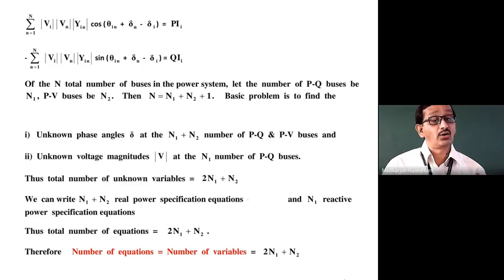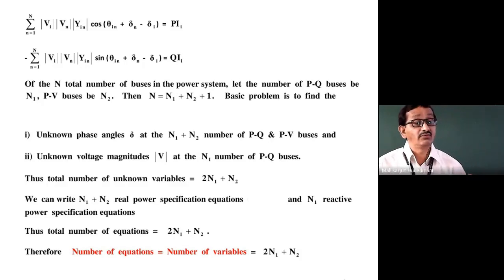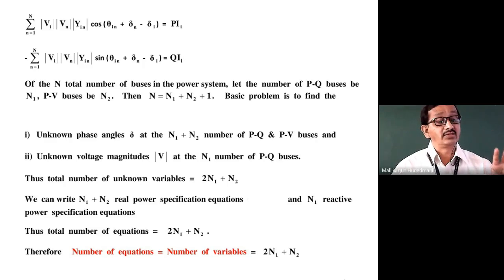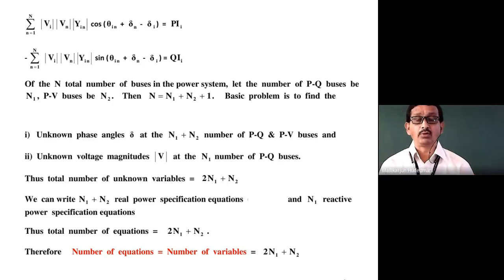Similarly, N1 times the PI equation I have to solve. Only N1 times I should solve by this equation. So altogether, the number of equations I have to handle is determined. This is called dimensioning the problem.